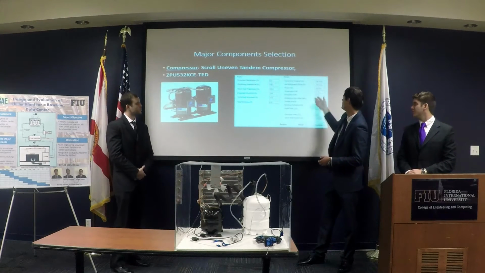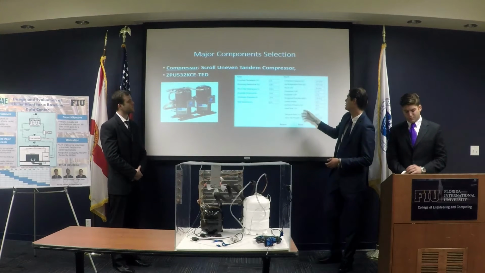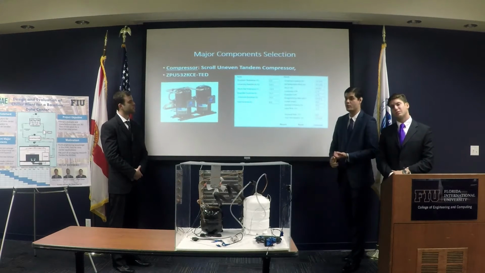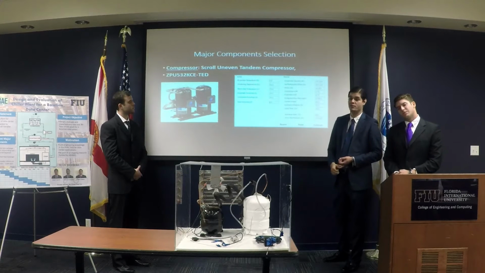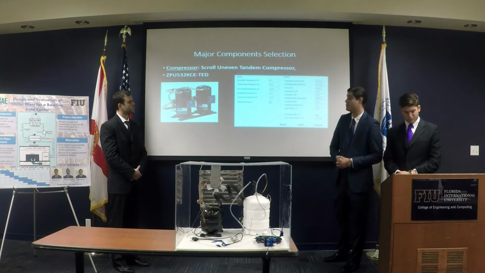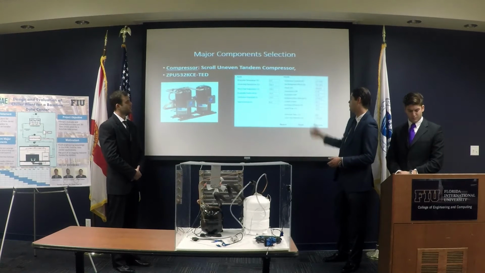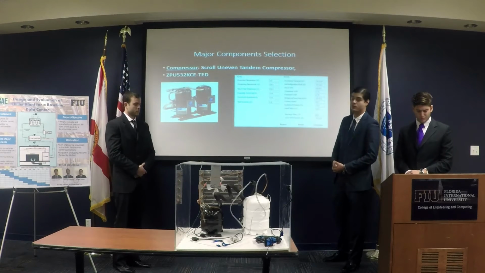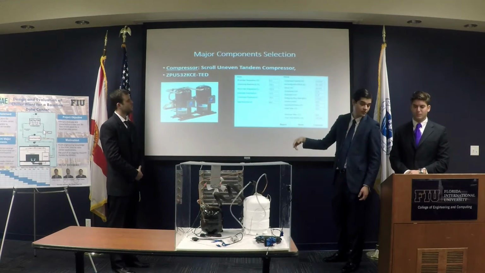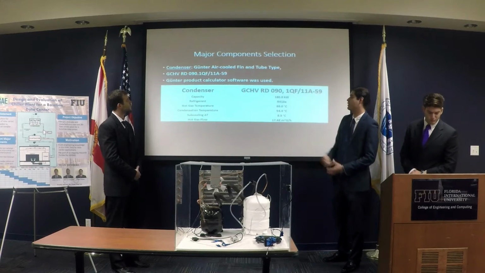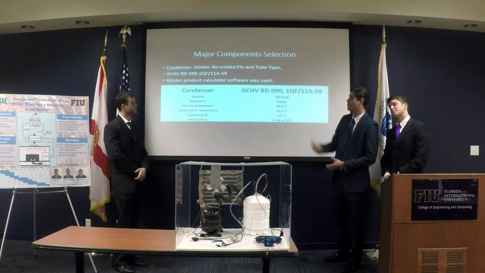And this software actually gave us the mass flow rate of the refrigerant, the isentropic efficiency, which is really useful for hand calculations, and the discharge temperature of 99 Celsius, which is used for the next component, which is the condenser. This is manufactured by Guntner.